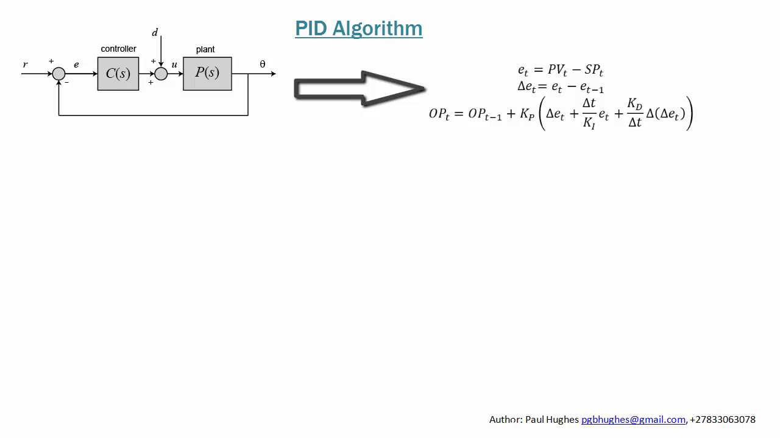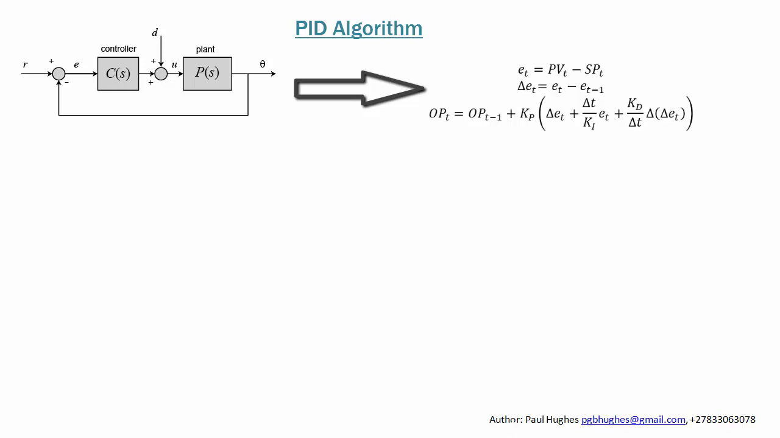Then the delta output is proportional to some constant kp, times the values inside the bracket. Now you'll notice it's actually a function. Delta output is proportional to delta error, actual error, and then the double difference of the error. It's quite important, and this is known as the PID algorithm in its raw format in the Z domain. Now there are variations of it.